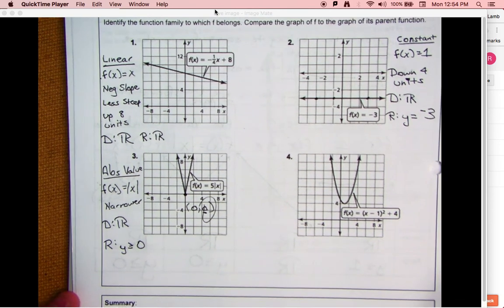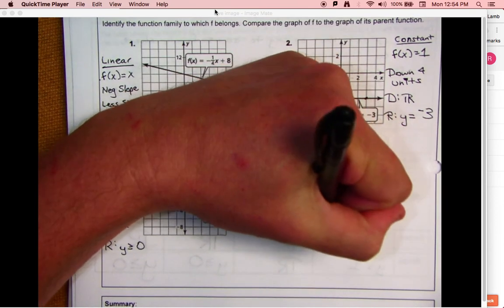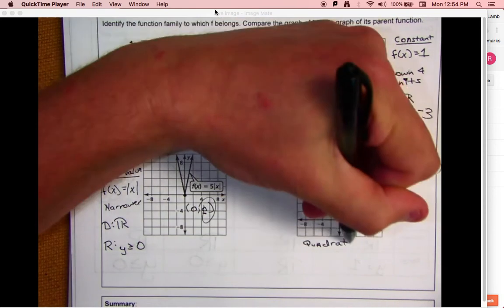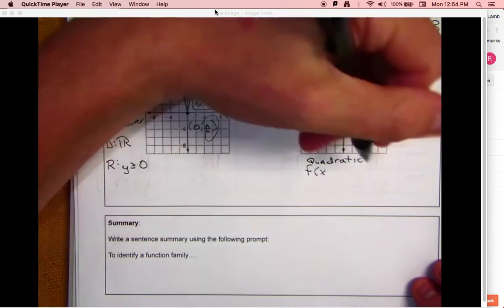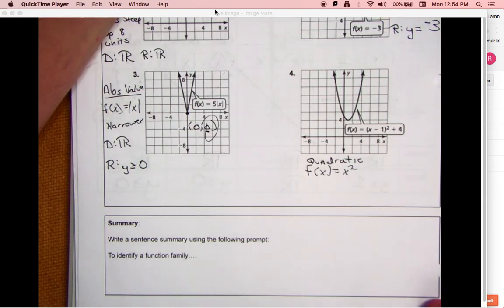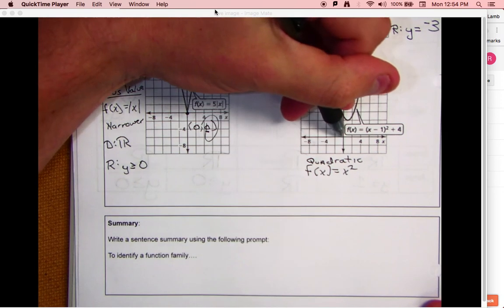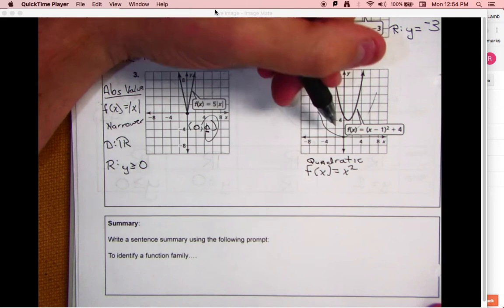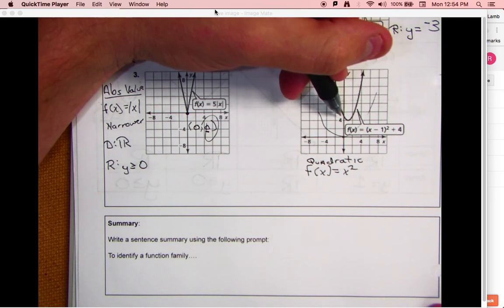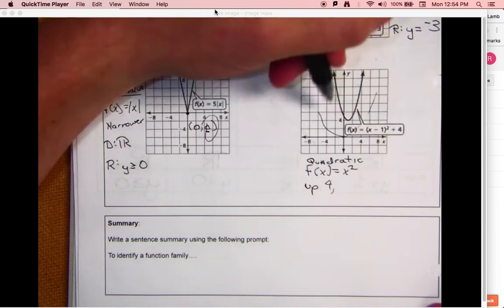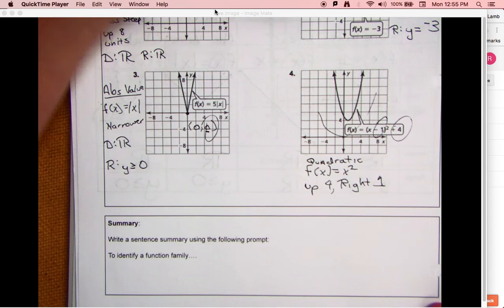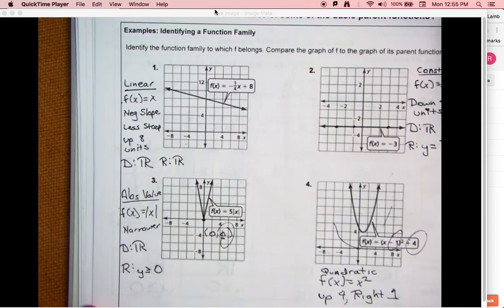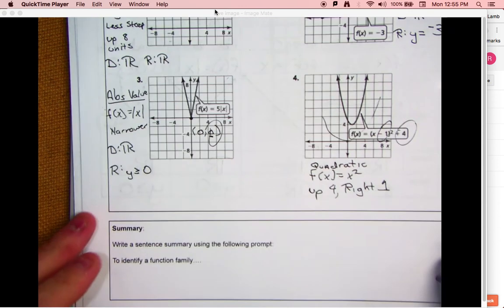All right, for the fourth one, we know that it is quadratic. I'm going to write down here, which is f of x equals x squared. Okay. What happened? Normally it's down here and it kind of goes like that. So it's moved up 4, and to the right 1. Notice we got a 4 and a 1 in that equation. Okay? Interesting. Notice in the first one, we moved up 8, we have an 8 in the equation. So just a little foreshadowing.